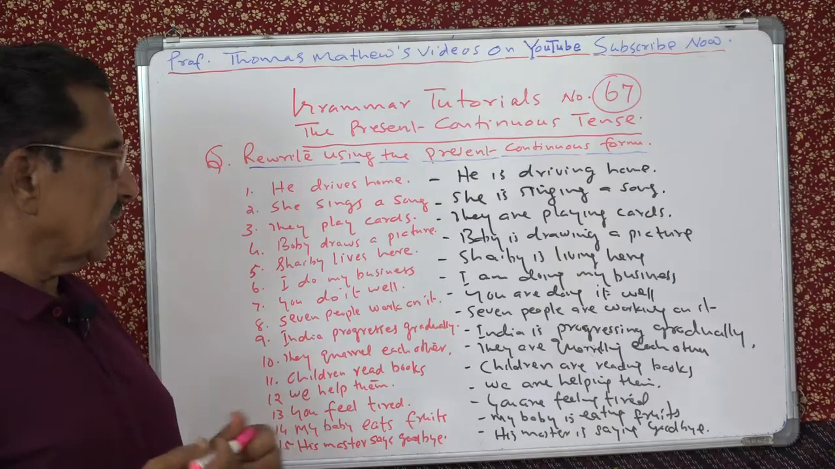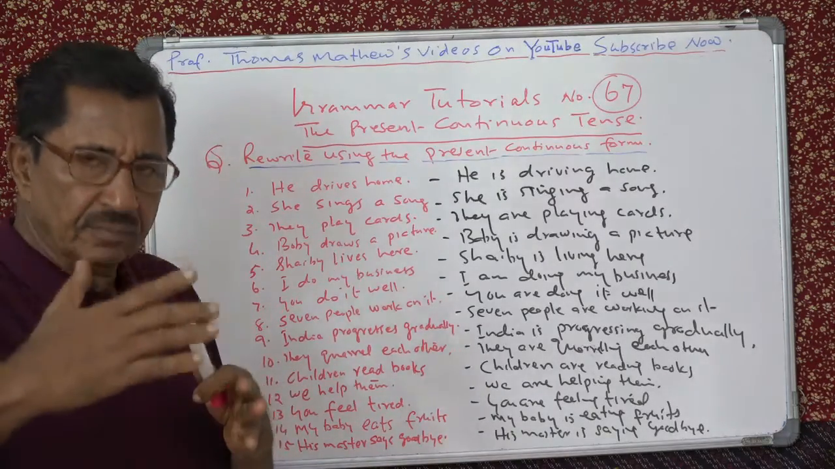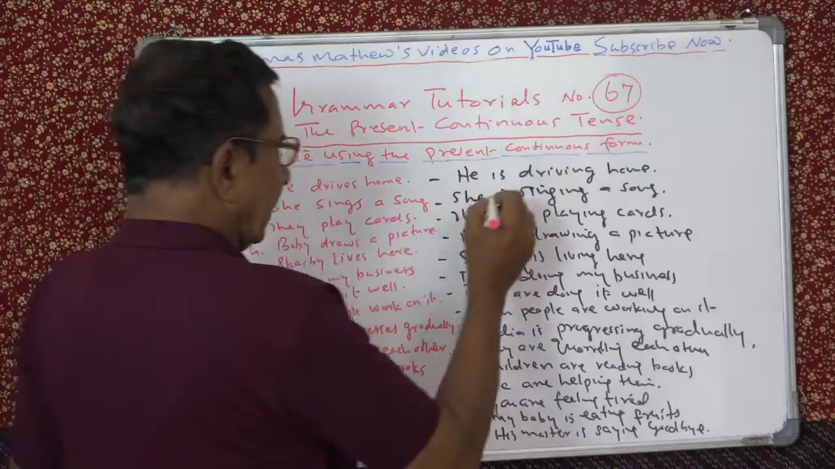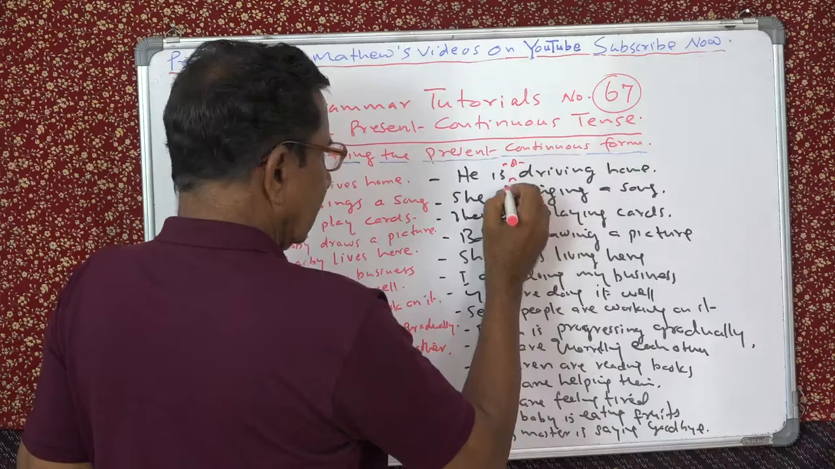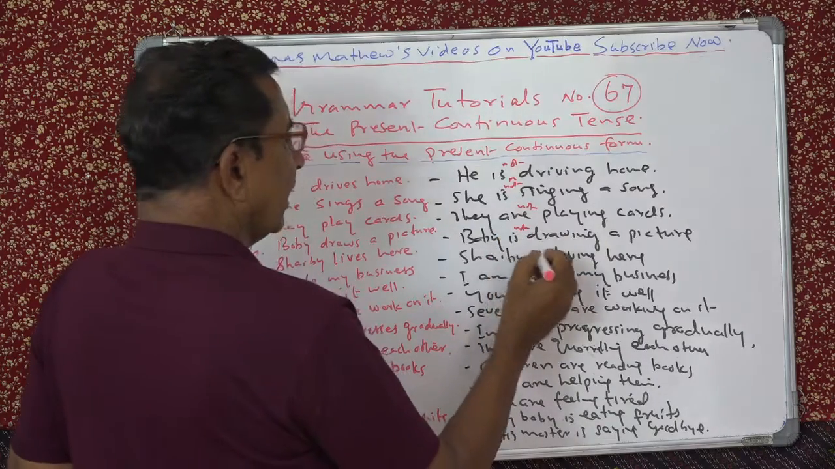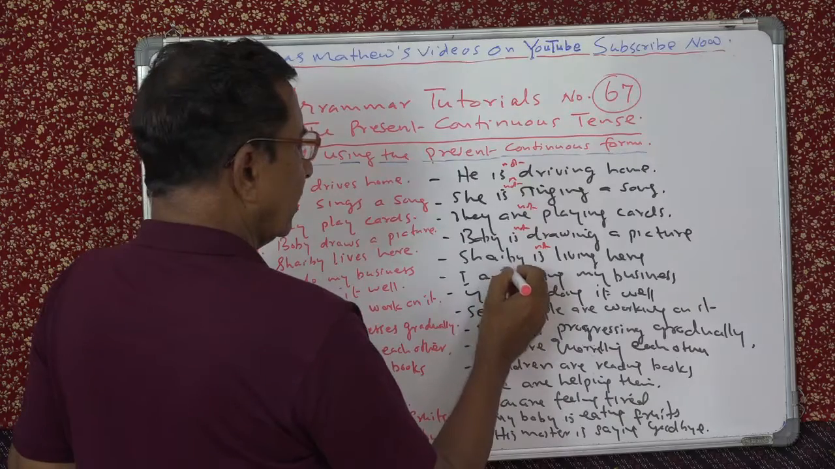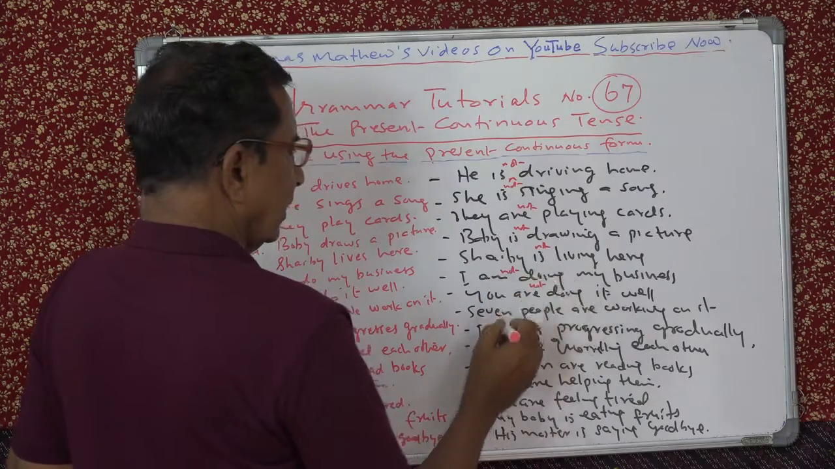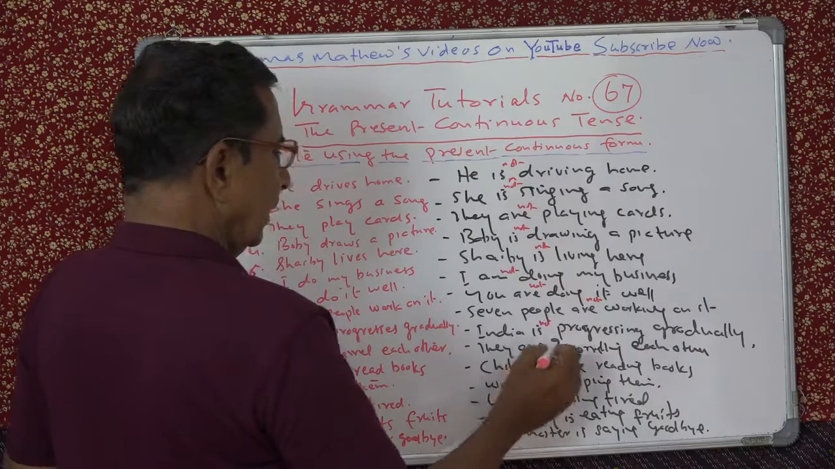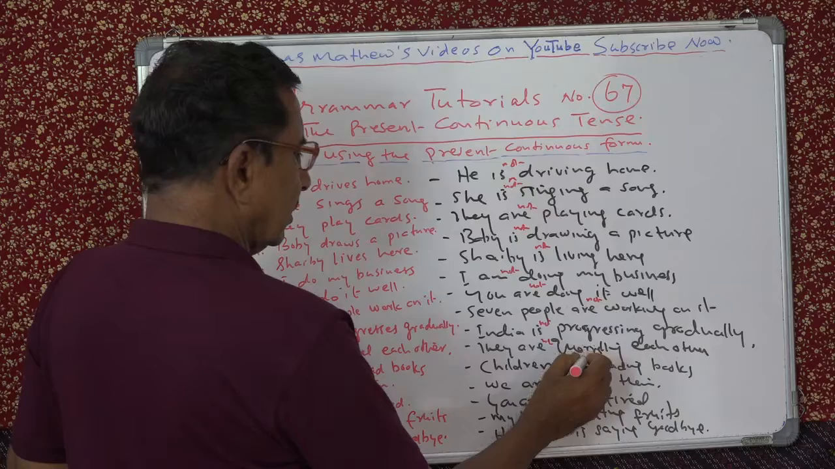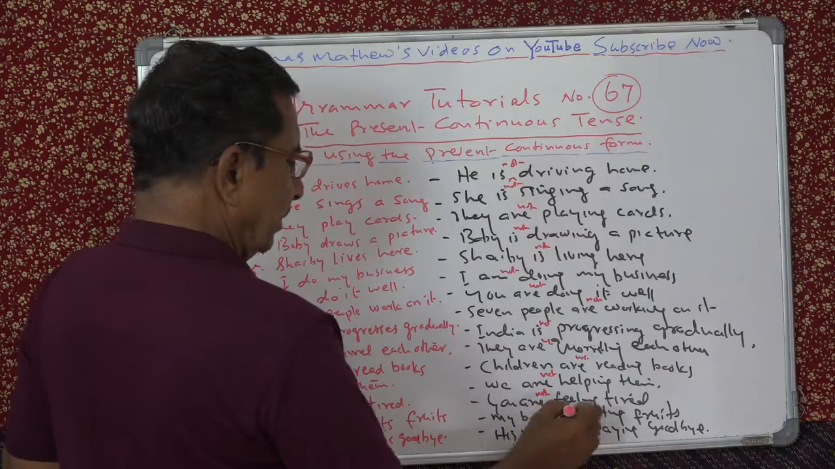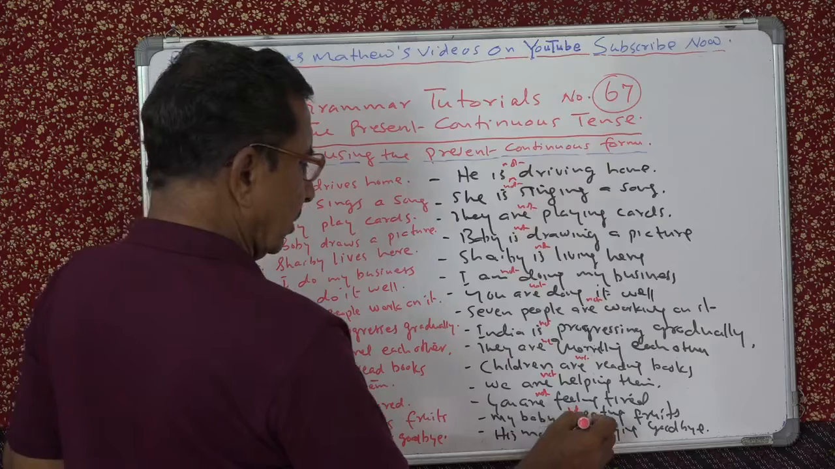Now what I have to do is, as we have already seen, you have two parts, and immediately after the first part, what should you do? Not. And then it should be like that. He is not, she is not, they are not, baby is not, I am not, you are not, seven people are not, India is not, children are not, we are not helping, you are not, my baby is not, his master is not. So, not.